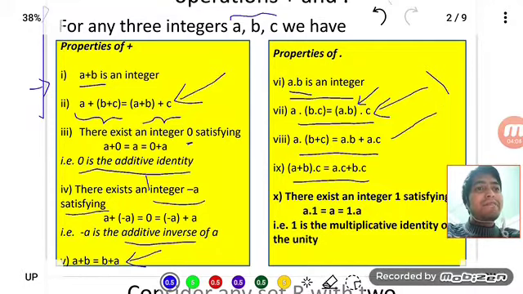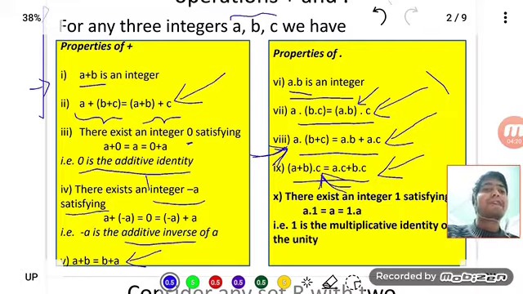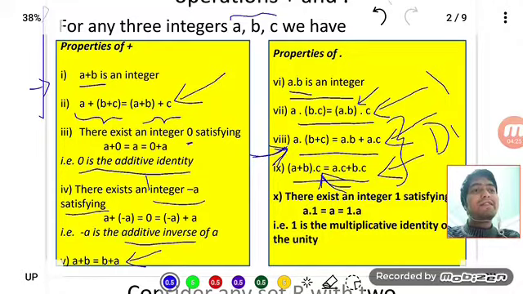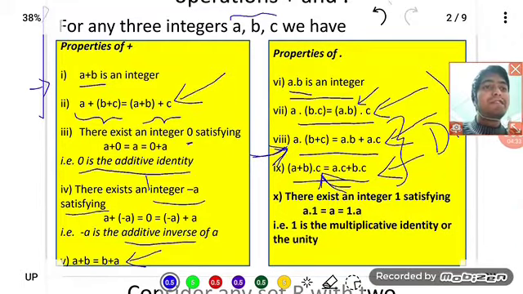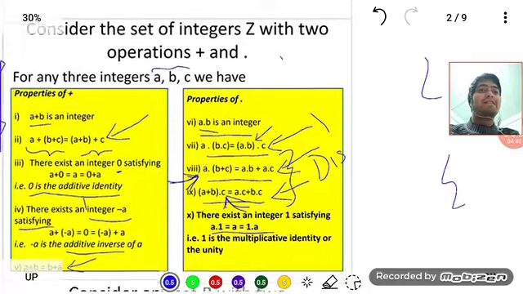Property number 8 is the distributive property. Similarly, number 9, distributive property. The only difference is that over here the a outside the bracket is on the left hand side, whereas over here the one outside the bracket is on the right hand side. So property 8 and property 9 are the distributive property. And property number 10, you already know, we also have this integer 1 satisfying a dot 1 equals a equals 1 dot a. That is an integer.